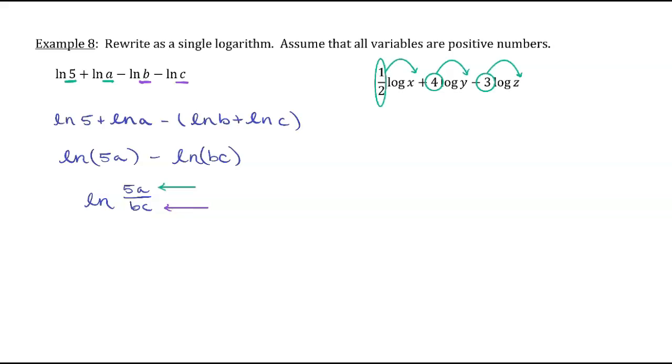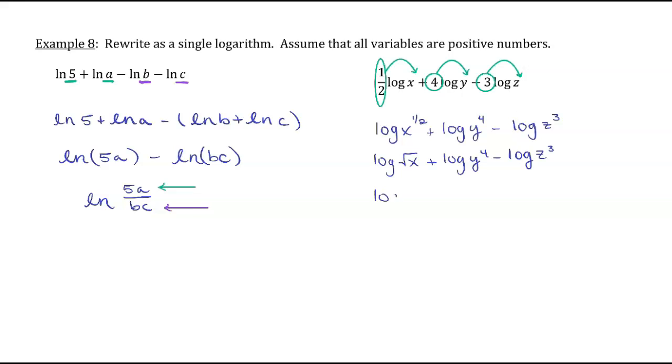Rewriting these three terms, we have the logarithm of x raised to the exponent of 1/2 plus the logarithm of y raised to the exponent of 4 minus the logarithm of z raised to the exponent of 3. X to the 1/2 is the square root of x, so I'll quickly rewrite this. Using the product rule, I can combine these first two terms. This is log base 10 of y to the 4th times the square root of x.